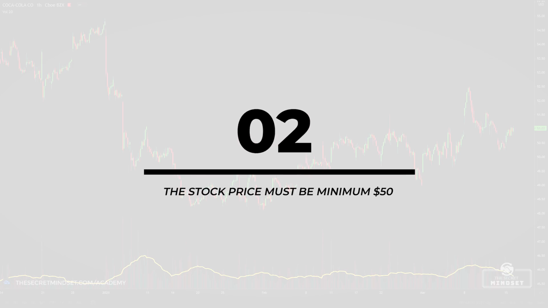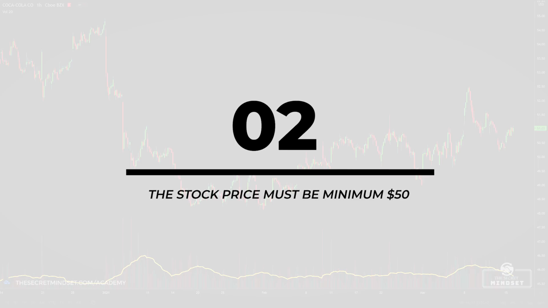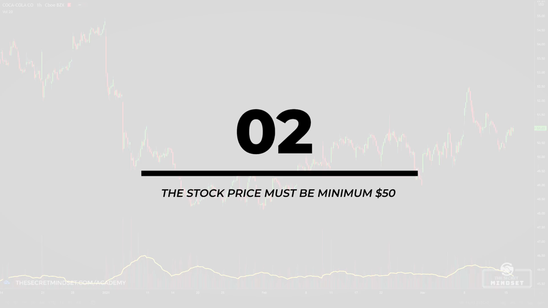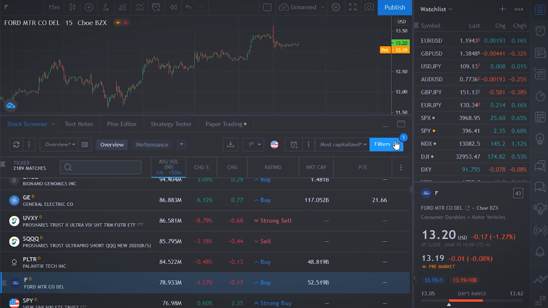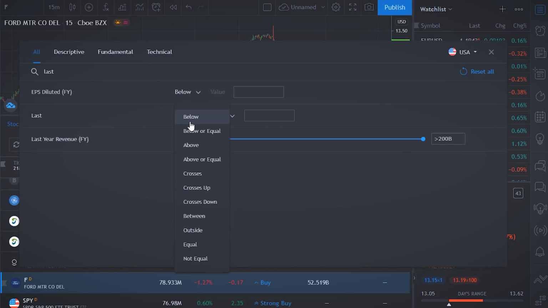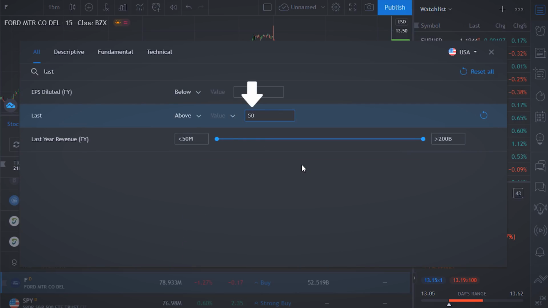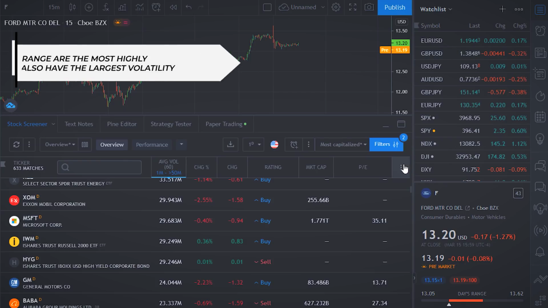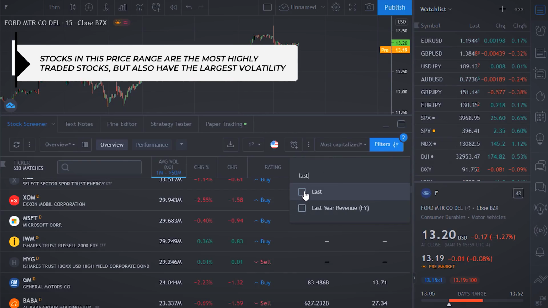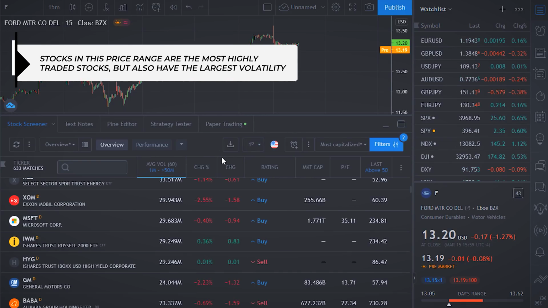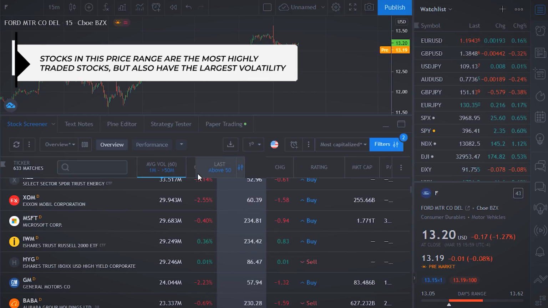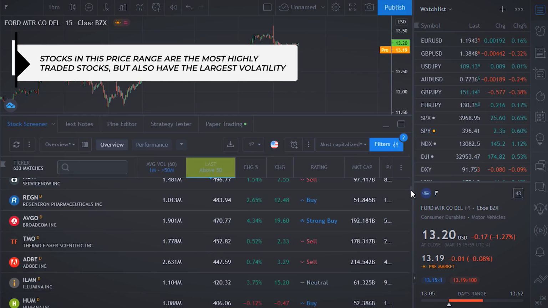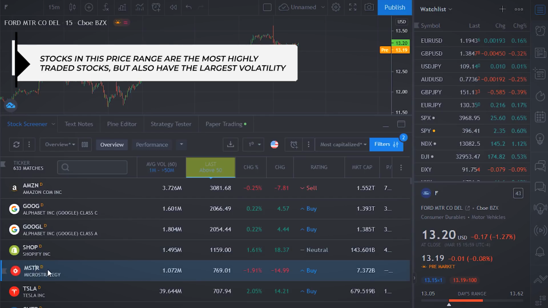Next, the stock price must be minimum $50. Both volume and price are key factors that help fuel big moves in stocks. I personally tend to avoid penny stocks and prefer to stick with stocks that are priced over $50. The triple-digit stocks are even more suitable for day trading and swing trading. Why? Because the stocks in this price range are the most highly traded stocks, but also have the largest volatility.